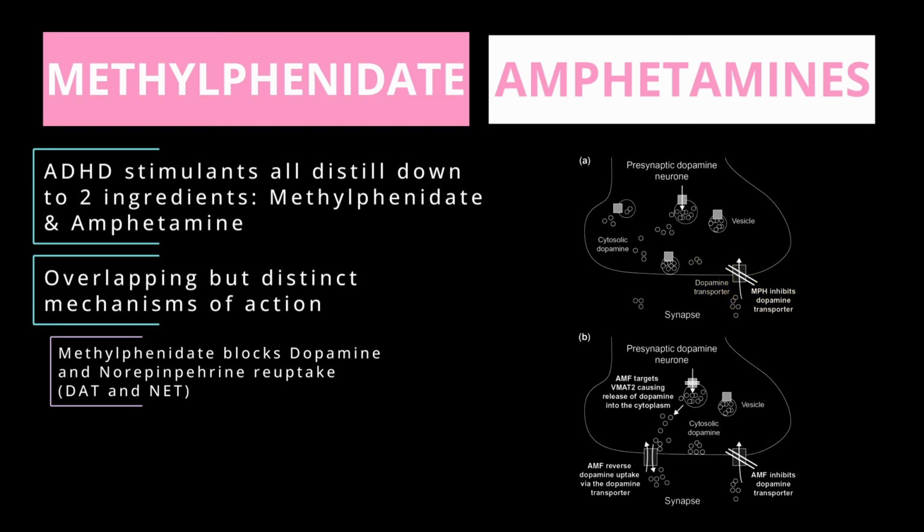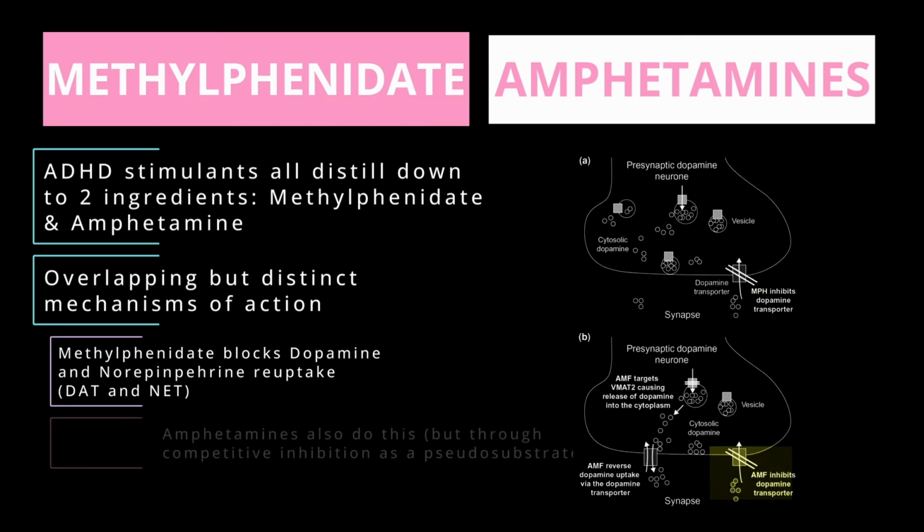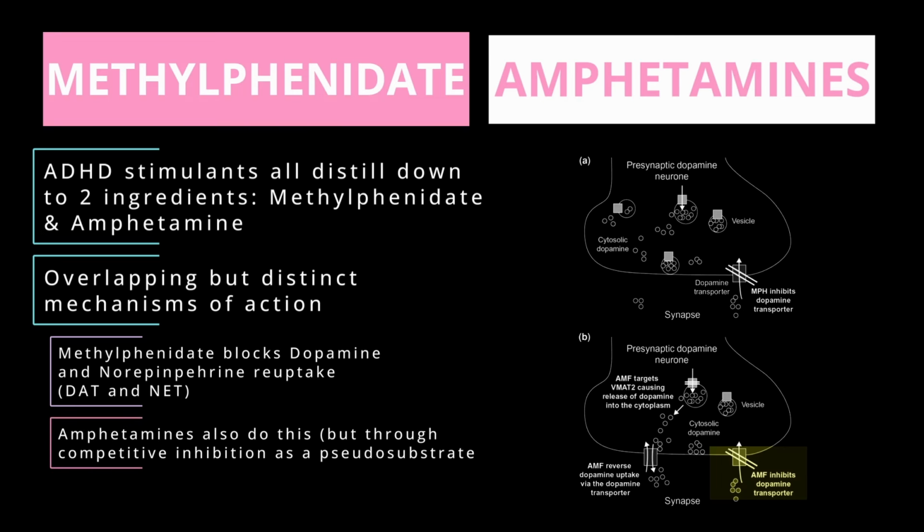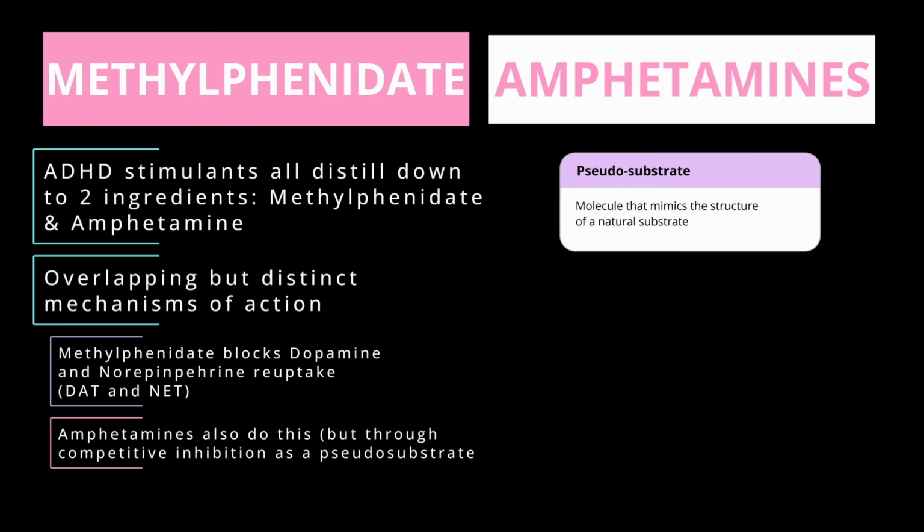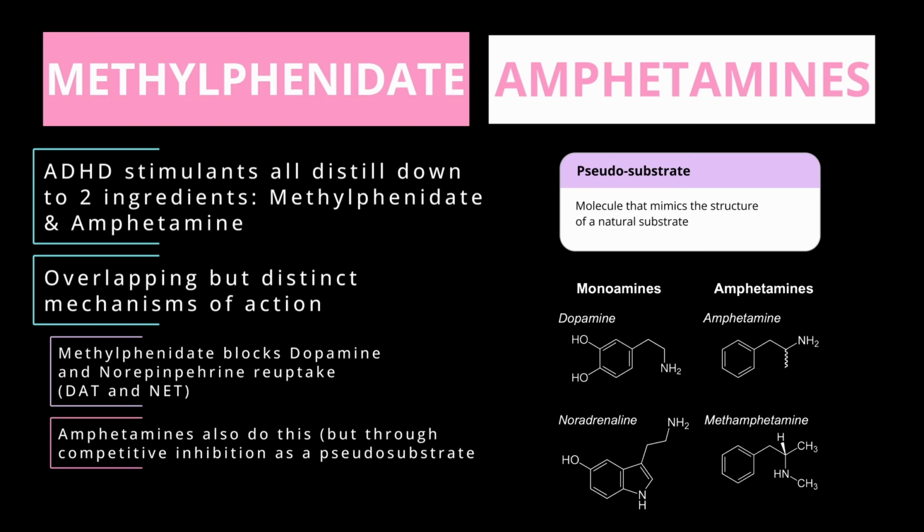Now, amphetamines, they also block the reuptake of dopamine and norepinephrine through DAT and NET, but they have an additional mechanism on top of this. So amphetamines are what we call pseudosubstrates. So a pseudosubstrate refers to a molecule that mimics the structure of a natural substrate. So it's not surprising when we look at the chemical structures of amphetamines, they're incredibly similar to dopamine and norepinephrine.